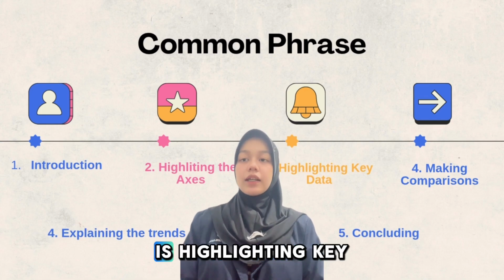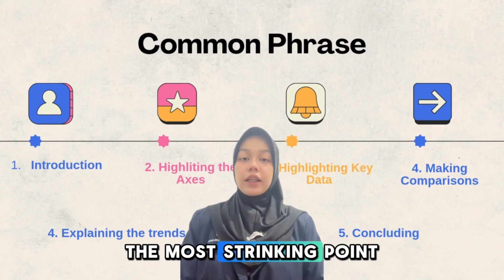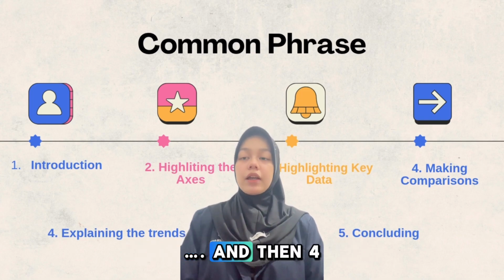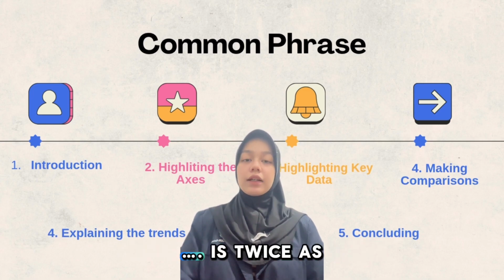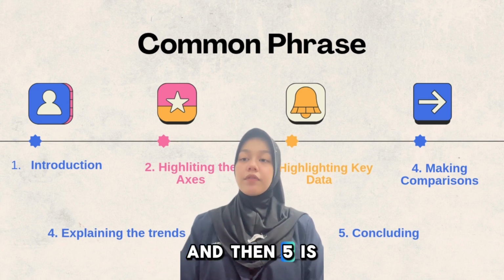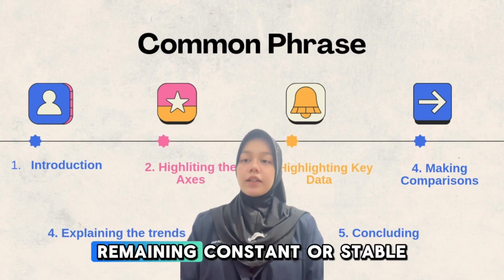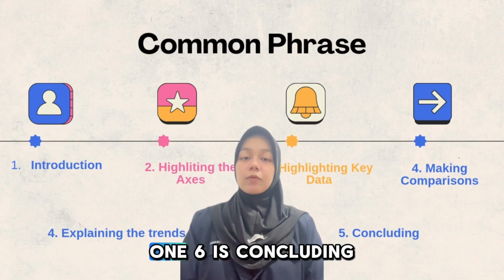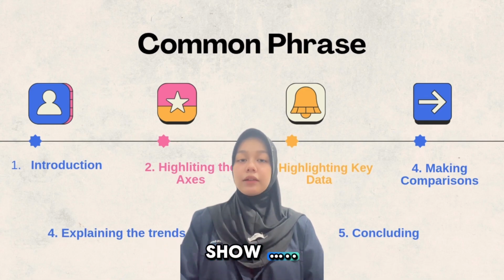And then 3 is highlighting key data. For example, the most striking point is blank blank blank. And then 4 is making comparison. For example, blank blank blank is twice as large as blank blank blank. And then 5 is explaining the trend. For example, remaining constant or stable at blank blank blank. And then the last one, 6, is concluding. For example, in summary, this data shows blank blank blank.